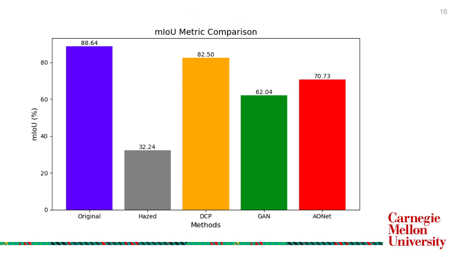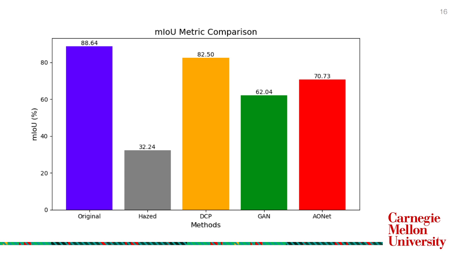So finally, to compare performance, we use the mIoU metric. We use the same test split used by the GNAP framework, and the mIoU reported on the original RUGD images is 88.64. However, for the hazy images, we can clearly see that the performance drops to 32.24 mIoU. With our dehazing frameworks and the three methods that we tried, DCP proves to provide the best mIoU of 82.50, and the GAN method gives 62.04, and the CNN based AODNet method gives 70.73.